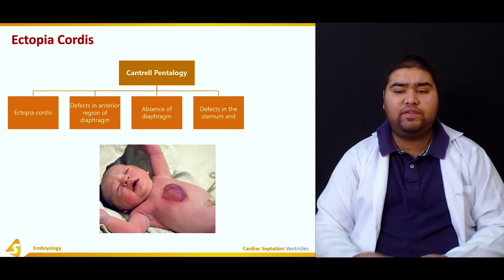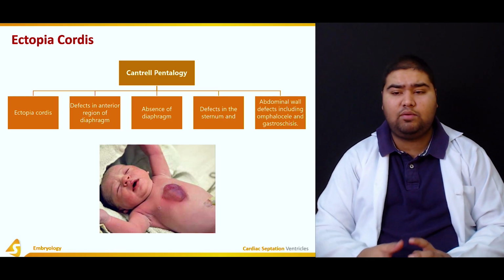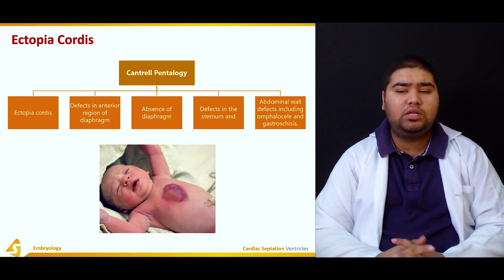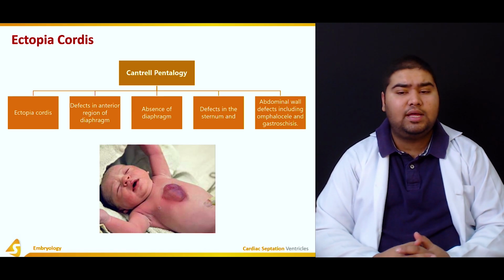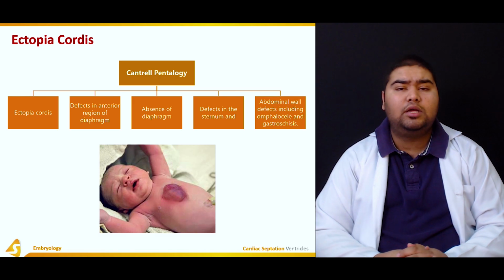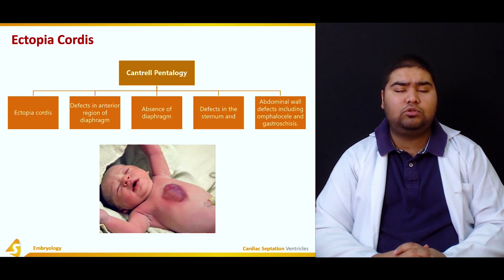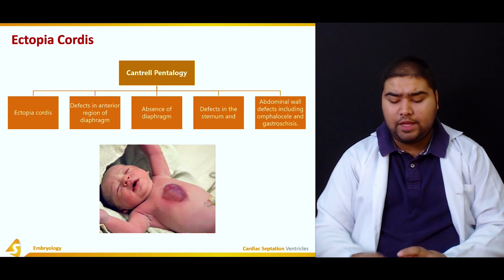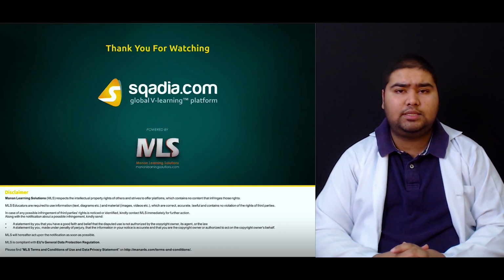And then we have defects in the sternum. There can be sternal defects as well. And finally, we can have abdominal wall defects, which include omphalocele and gastroschisis. These are two defects that occur due to defect in the closure of the lateral body wall folds in the abdominal region. So this was all about this lecture.